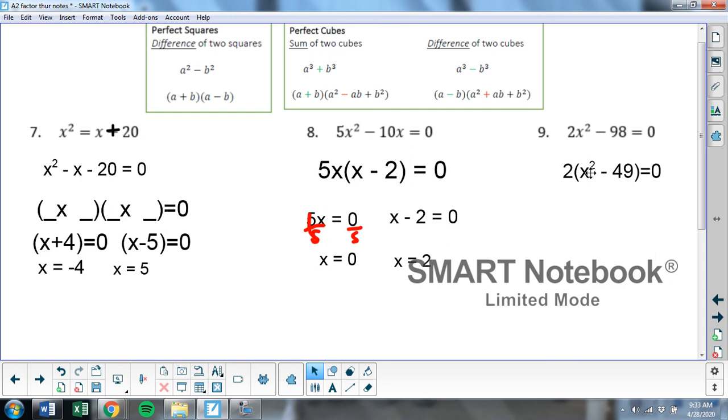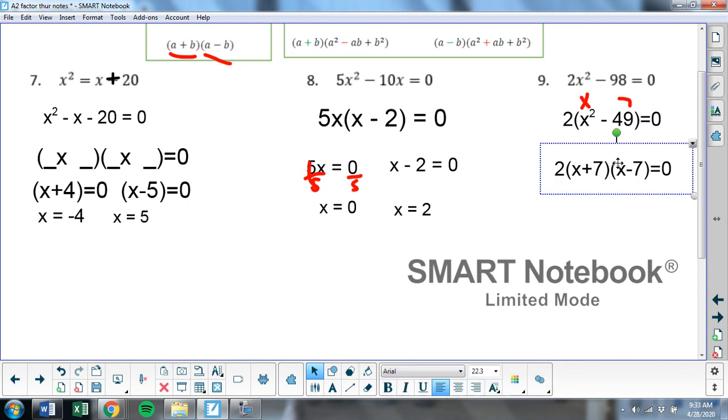Now you'll notice what's left still says x squared, which is a perfect square. And 49 is a perfect square with a minus sign. So we're following this perfect square pattern here. What's being squared is x. What's being squared is 7. So here's what we do with what's being squared, our a and our b. X plus 7 and x minus 7. That 2 just tags along on the outside.